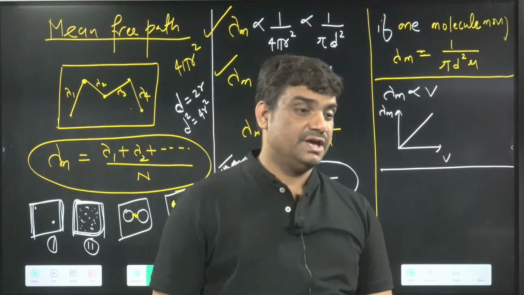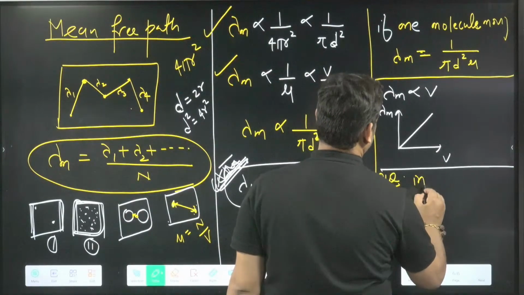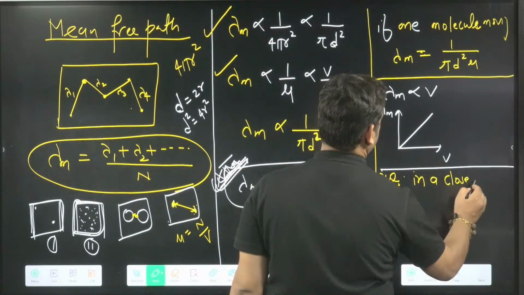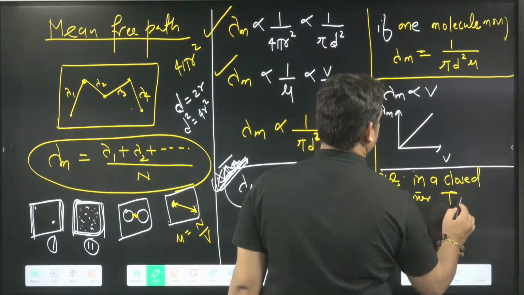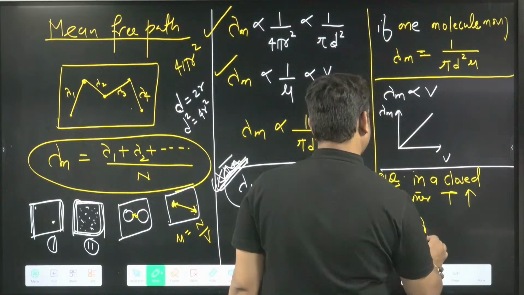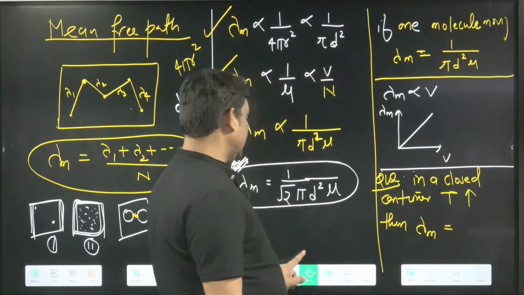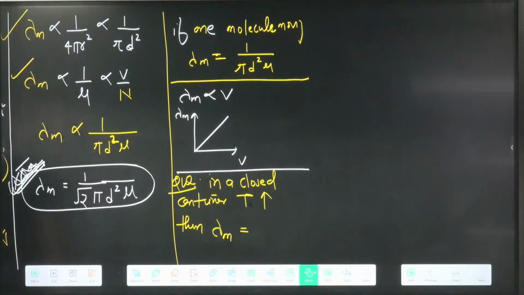If I ask this question here: in a closed container, temperature increased, then what will lambda m be? What will you say? It will change or will not change in a closed container. If temperature increased, then lambda m will change or will not change.